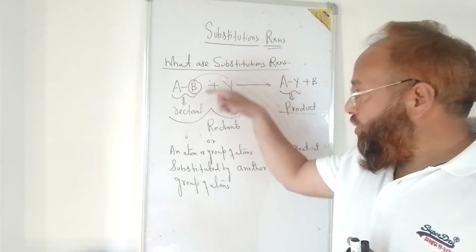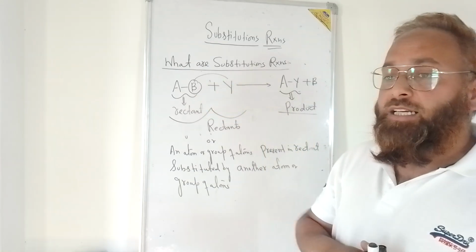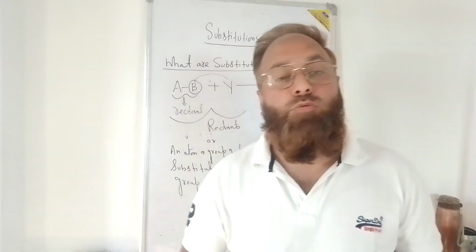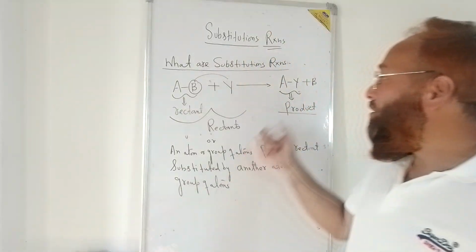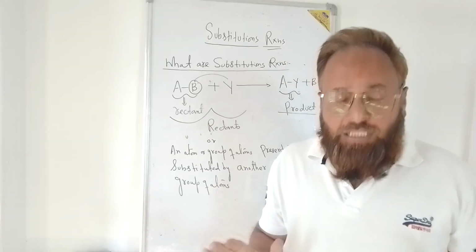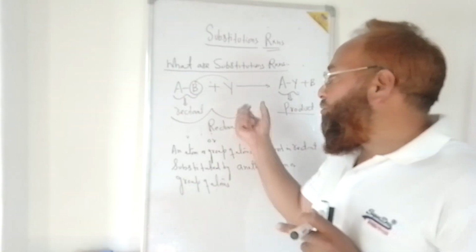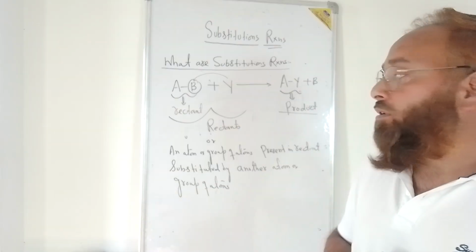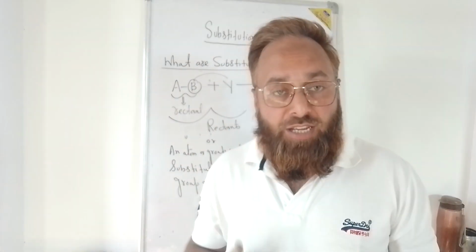The position where B is present, now Y comes in place of B. That's known as a substitution reaction. So this is a general example that basically shows a substitution reaction. Now I will show an example regarding the substitution reaction.